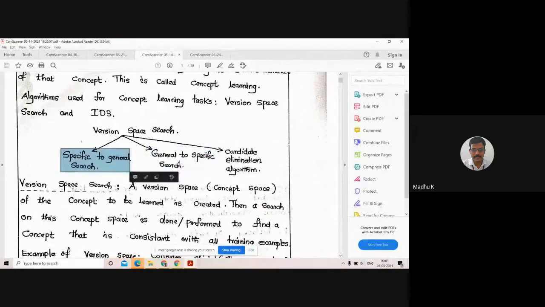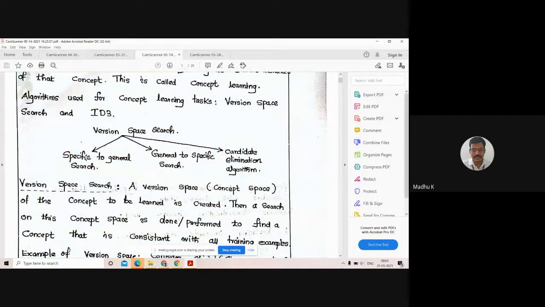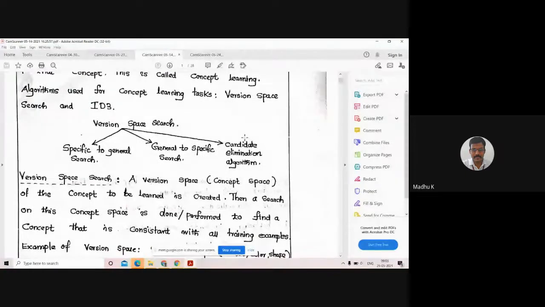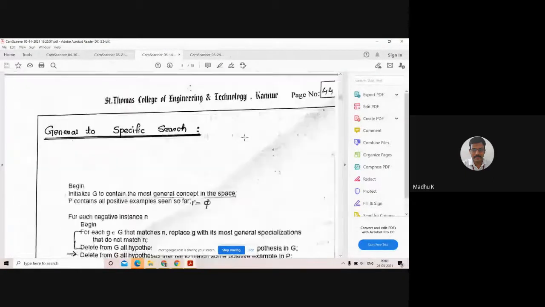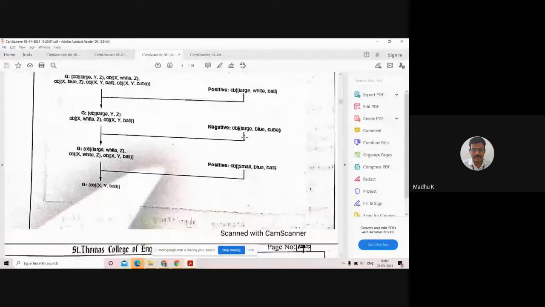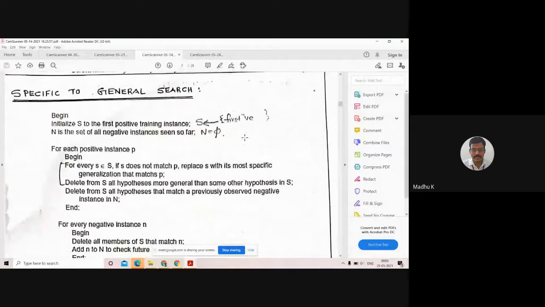So I think it is better to take these two topics after some classes. These two algorithms I will take after some classes. Anyway, we discussed this one. Then remaining is the specific to general algorithm. This is similar to general to specific.